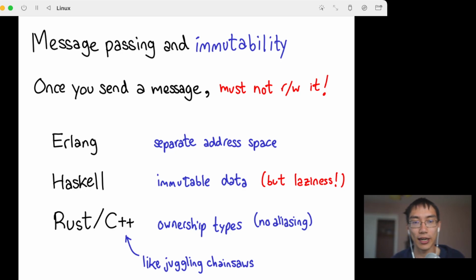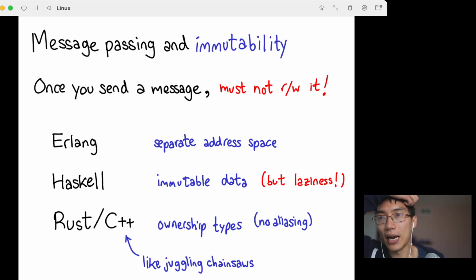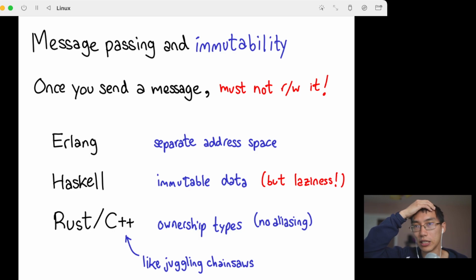So for example, Erlang will have each of their concurrent processes have a separate address space, so it's literally impossible to access the data once you've sent it over to another thread. This also makes failure recovery in Erlang a little easier because you've got these separate address spaces, and if one of them crashes, you can reboot it and have all the other parts of your system still running.